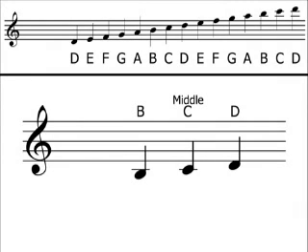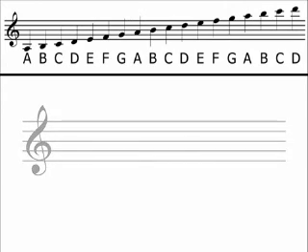A note below this is B. Notice how the note head sits below the ledger line. And finally, an A would require an additional ledger line. So, before we finish, let's add these last few notes to our list at the top of the screen.